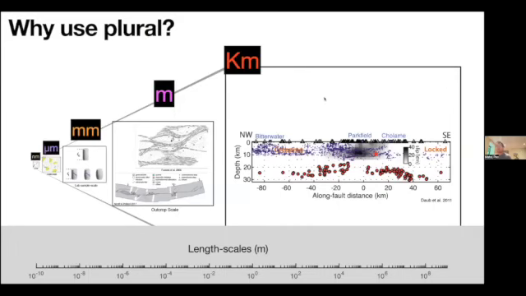So why do I use the plural? Well, it's because the concept of a brittle-ductile transition is common in many fields, but may have very different physical origins due to the vast length and time scales over which it occurs.